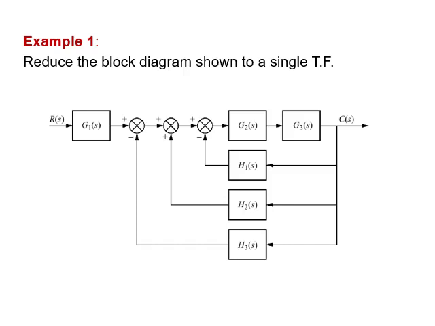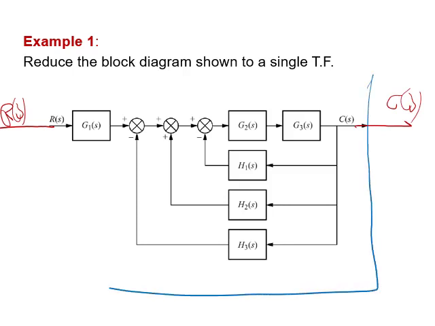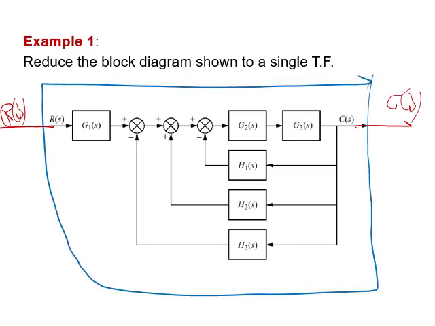What is that transfer function? It's going to be assumed that this is the input, which is R(s), and this is the output, C(s). In between here, all of this will be one transfer function. We will find a way to reduce them. How am I going to reduce them? Let us see in the next slide.